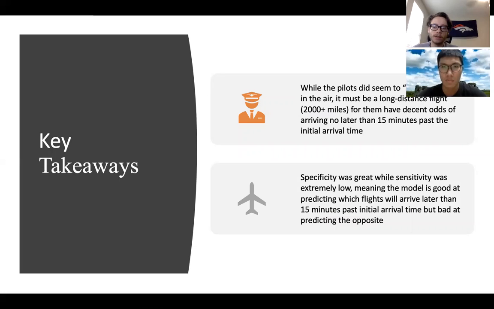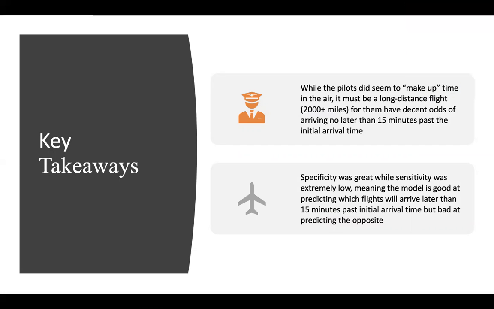Overall, while the pilots did seem to make up time in the air, it must be a really long distance flight, basically 2,000 plus miles, for them to have even a 10% chance of arriving no later than 15 minutes past the initial arrival time. As I mentioned earlier, our specificity was great while our sensitivity was low, meaning if we had just predicted that every flight was going to be greater than 15 minutes late, we wouldn't have been that much further off. But again, we just wanted to present what we found.